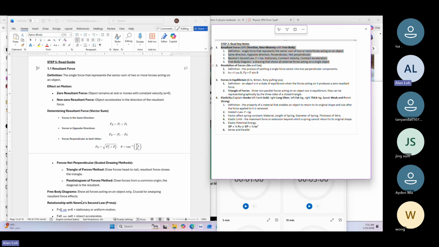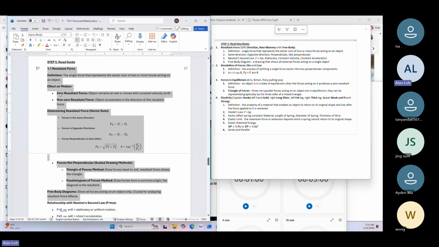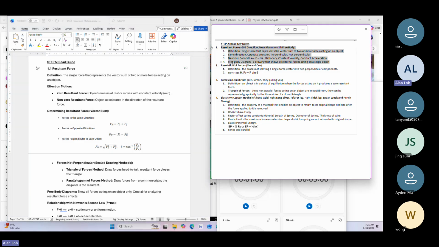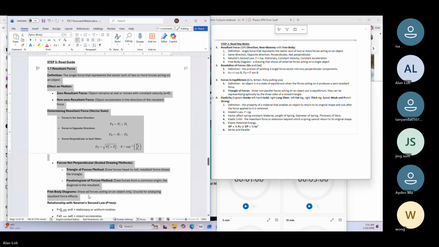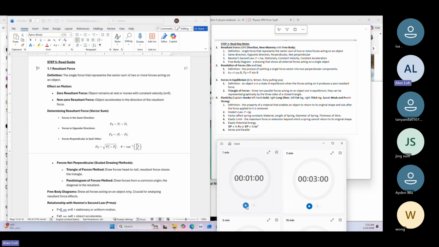From the look of it, the definition is there, which is number 1. And then the effect of motion, which I think is the direction. Okay. And then the free body diagram, which is here. Which is the number 4. Right. So let's take 1 minute and read this. And I hope by reading this, now you're going to have better understanding. Start now.